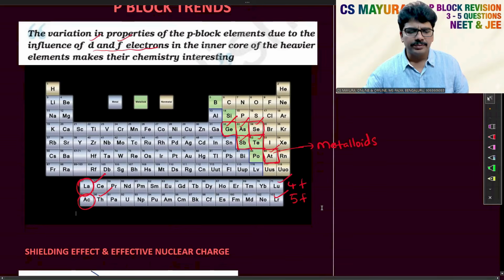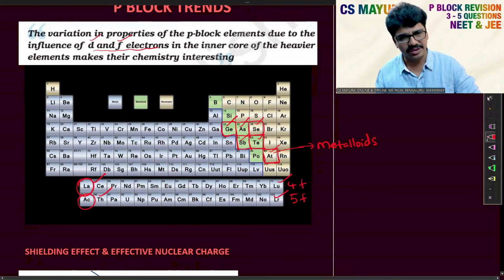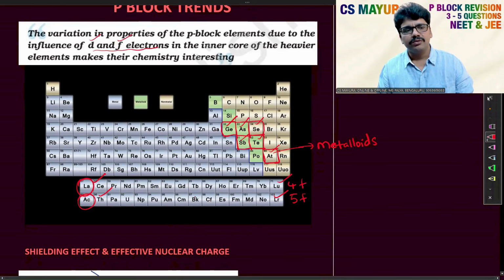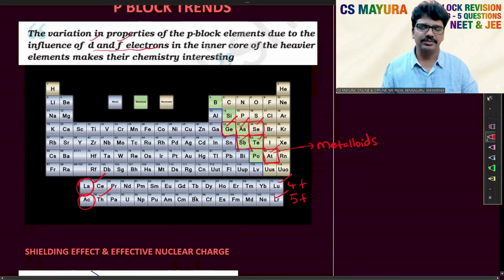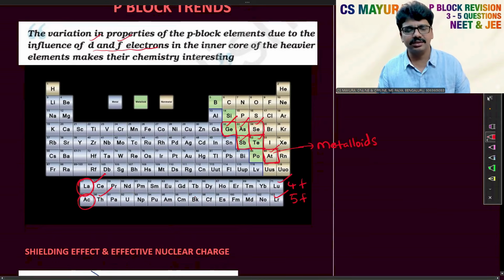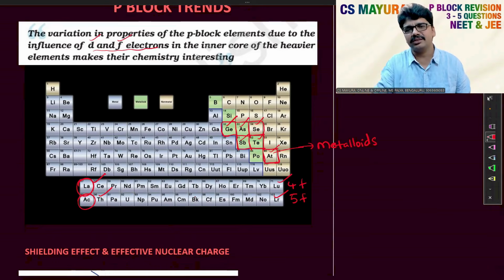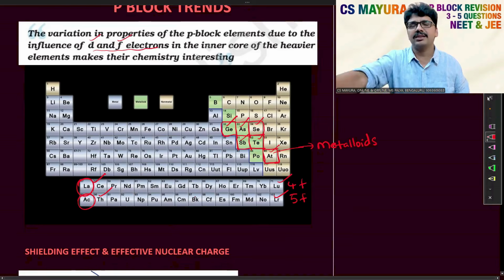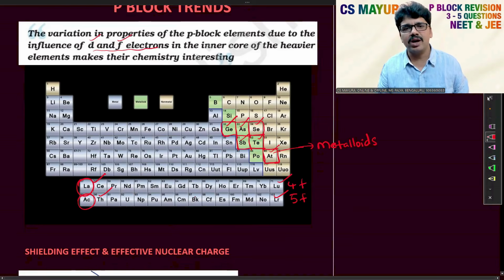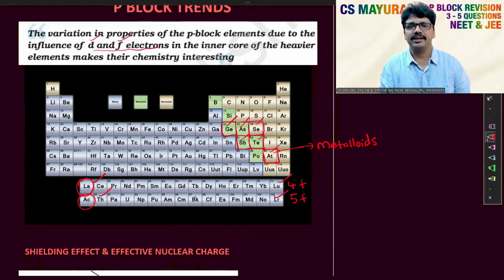Now, here in the lanthanides, the electrons are going to the 4f subshell. The 4f electrons' shielding effect is very less. When the shielding effect is less, the nuclear force of attraction increases on the outermost shell. So there is a strong nuclear force of attraction on the outermost electrons. Therefore, the size gradually decreases. This is what we call lanthanide contraction.